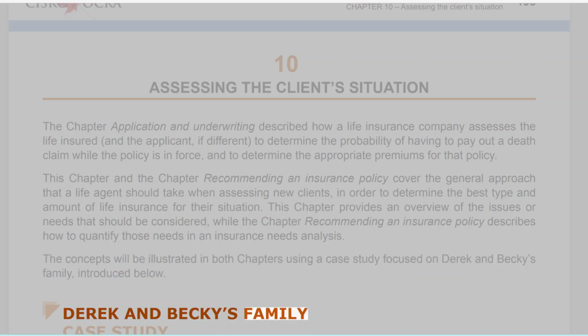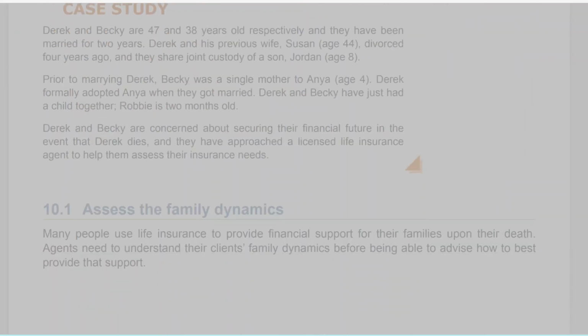Derek and Becky's family. Case study. Derek and Becky are 47 and 38 years old respectively, and they have been married for 2 years. Derek and his previous wife, Susan, age 44, divorced 4 years ago, and they share joint custody of a son, Jordan, age 8. Prior to marrying Derek, Becky was a single mother to Anya, age 4. Derek formally adopted Anya when they got married.